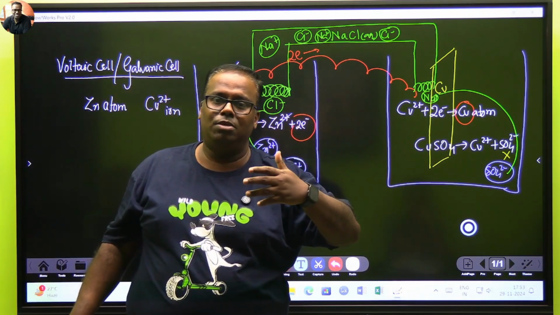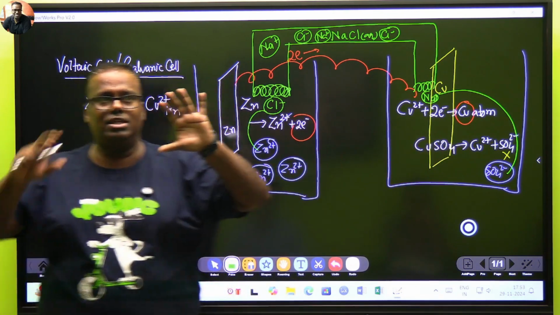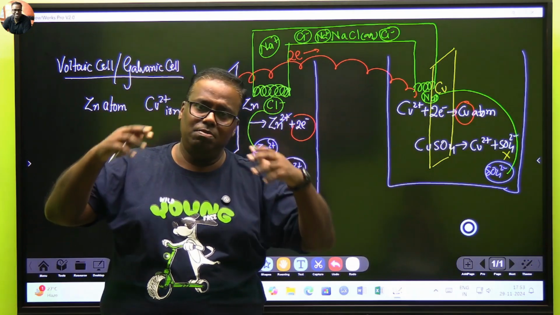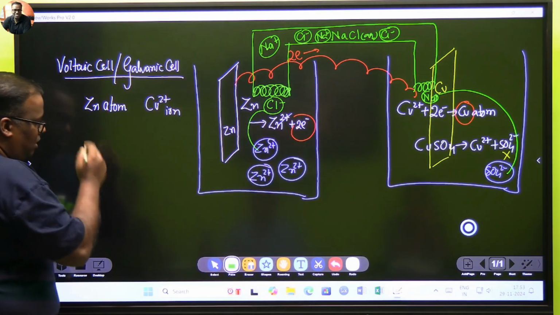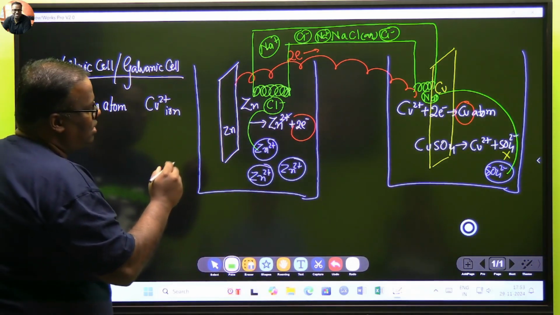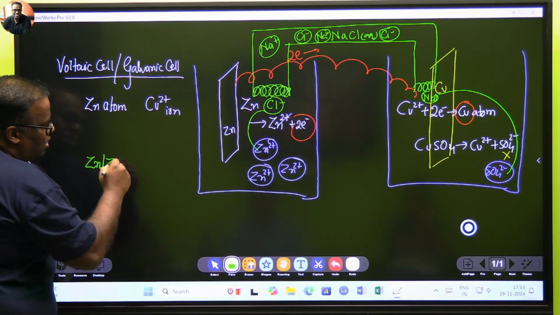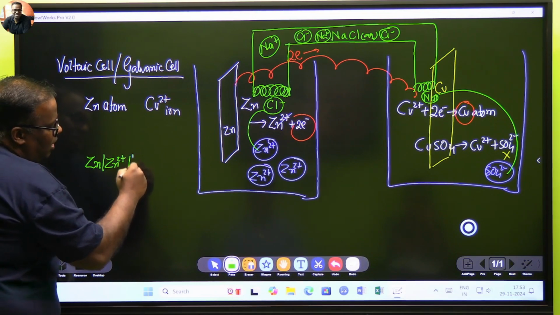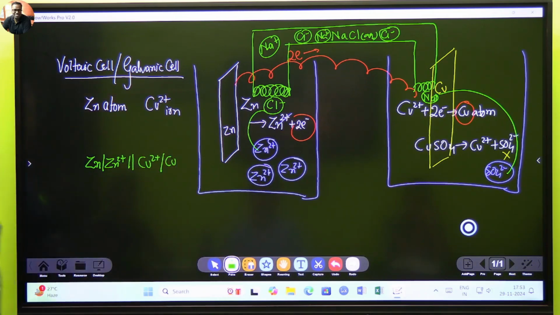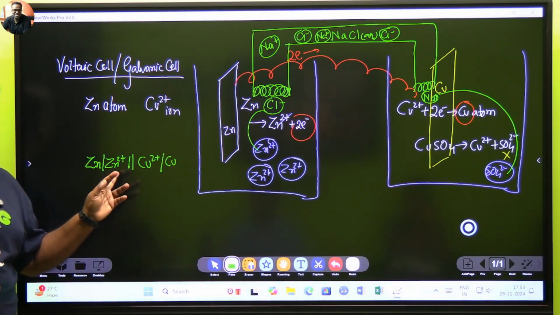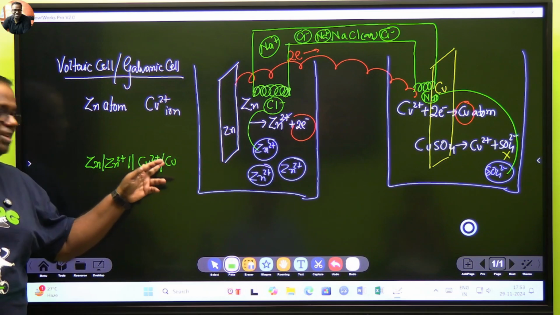Voltaic cell was given by Professor Alexander Volta. This is also known as a galvanic cell. See, a voltaic cell or a galvanic cell can be made with many types of combinations. In grade 12, such a cell will be written like this. How will we write this cell? We will write Zn stroke Zn2+ double line Cu2+ Cu. It shows Zn loses electron to become Zn2+, salt bridge, Cu2+ gains electrons and forms Cu.